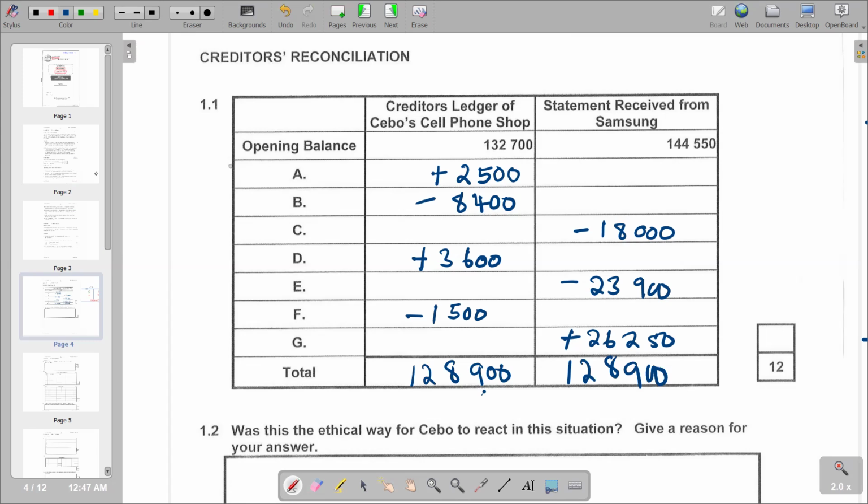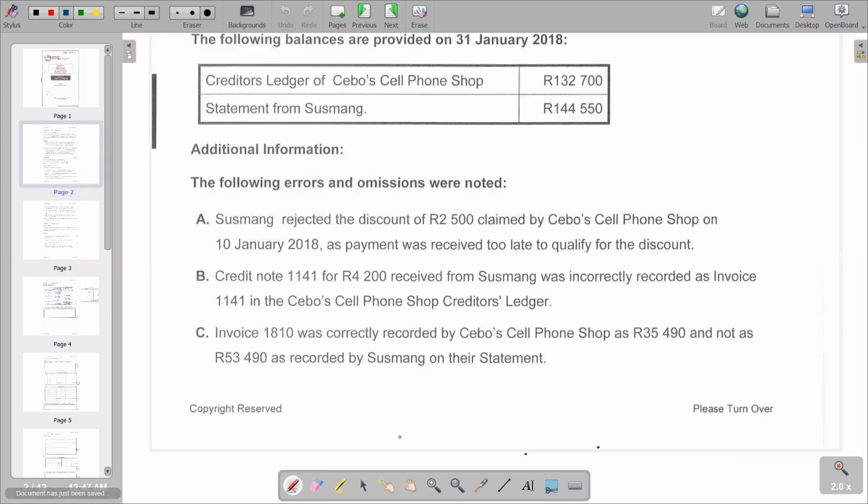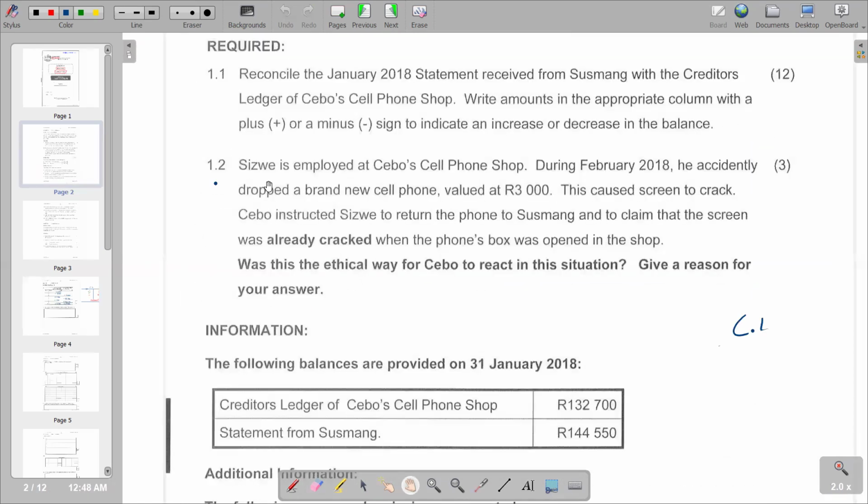So we go to the second part of our question, and we see that it reads: Sizwe is employed at Sebo's cell phone shop. On 20 February 2018, he accidentally dropped a brand new cell phone valued at 3,000 rands. This caused the screen to crack. Sebo instructed Sizwe to return the phone to Sussman and to claim that the screen was already cracked when the phone's box was opened in the shop. Was this the ethical way for Sebo to react in this situation? Give a reason for your answer.